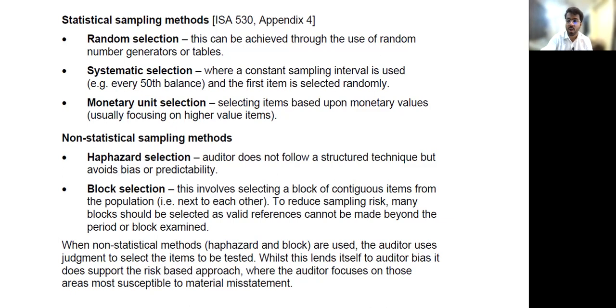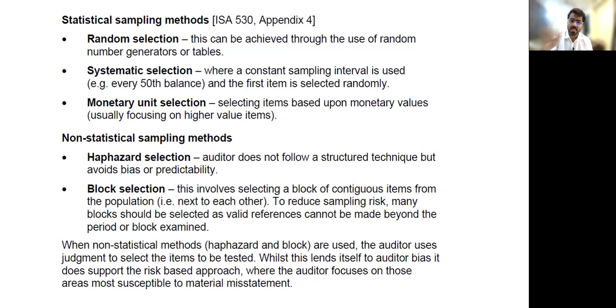Every $100th or every 20th dollar or every 50th dollar, depending on the value of the item that is being selected. If the value of the item is high, there will be more chances of that being selected. Correct? Okay. That is monetary unit selection.